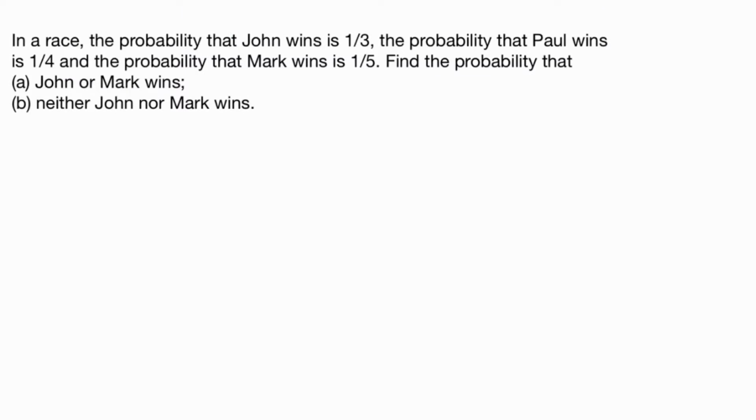In the final question, we have a race where John wins with probability 1 over 3, Paul wins with probability 1 over 4, and Mark wins with probability 1 over 5. And so I want to find the probability that John or Mark wins, and then the probability that neither John nor Mark wins. And here we are assuming that there cannot be any tie, so only one person can win.